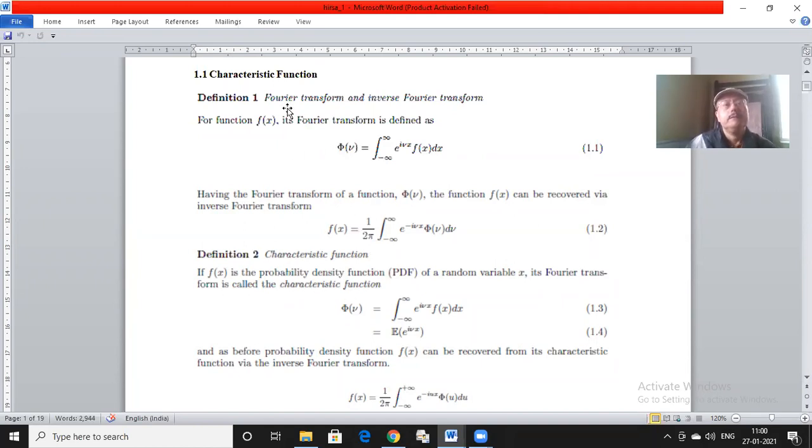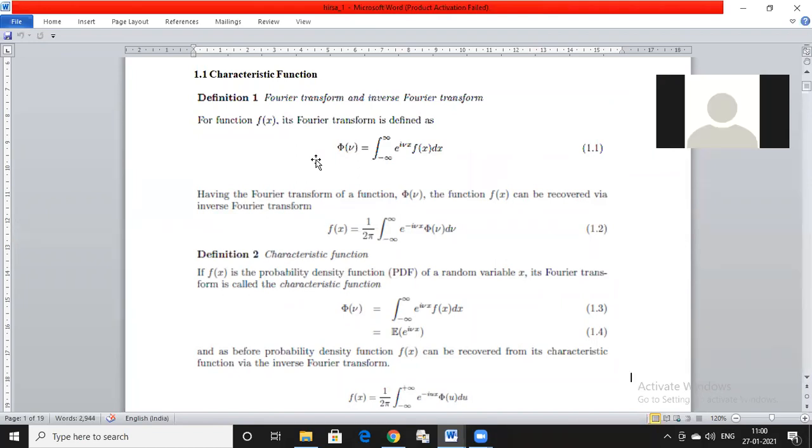And first of all, I don't know whether you have explicitly learned this before, that the characteristic function is nothing but the Fourier transform. Is this known to all of you? You all know the characteristic function, but do you know that it is just the Fourier transform? Yes, sir. Okay, good.